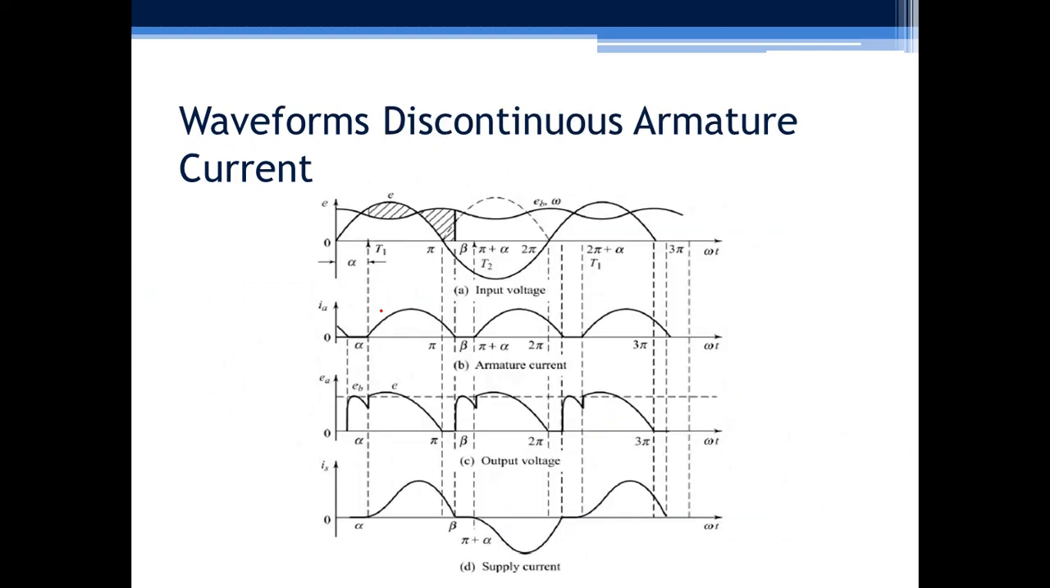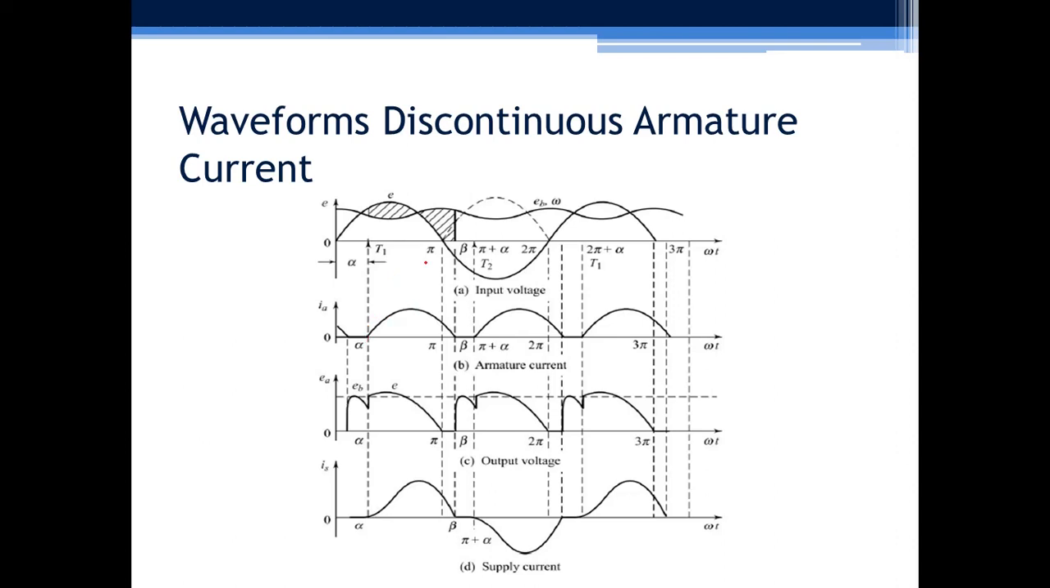Now let us understand the operation for discontinuous armature current. Here, if the load is having low inductance, we will get discontinuous operation. So operation is similar to the previous one. One can see that if the load is not a highly inductive load, current will be discontinuous here.